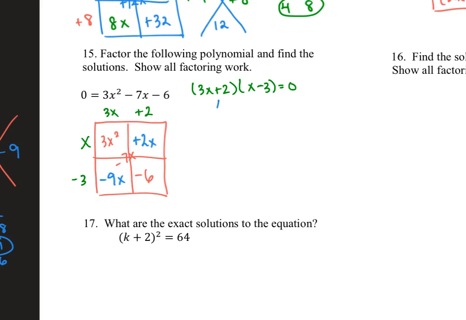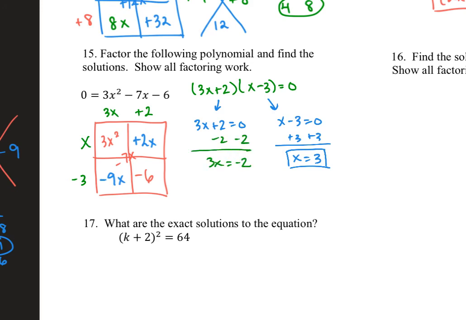And then now we can use zero product property, and we set each factor equal to 0 and then solve. So I'm going to solve this one first since it's easy. So x equals 3 is one solution. This one we're going to subtract 2 first. So 3x is negative 2, and then divide by 3.